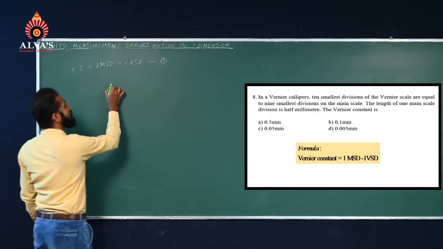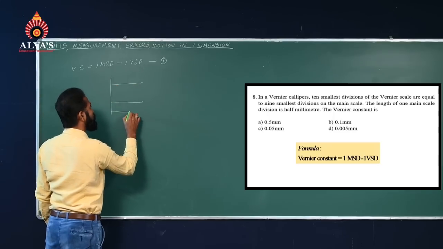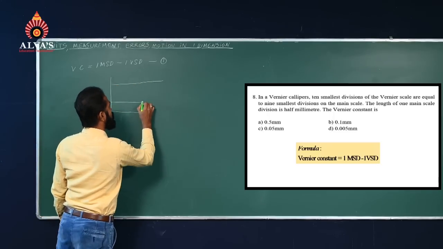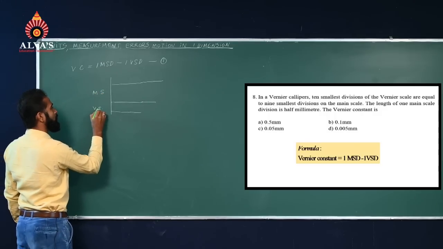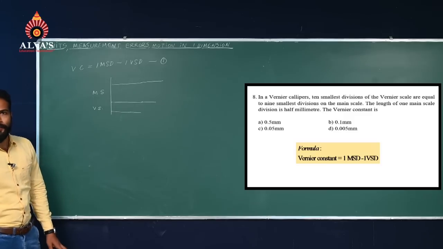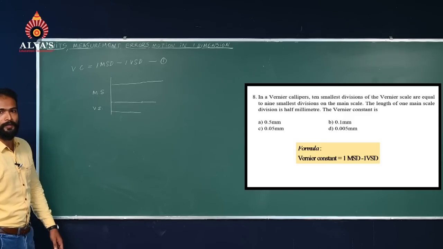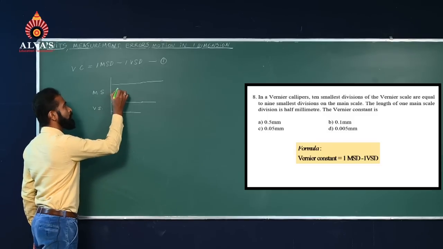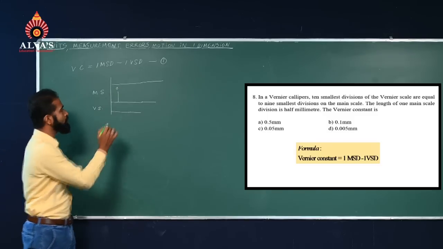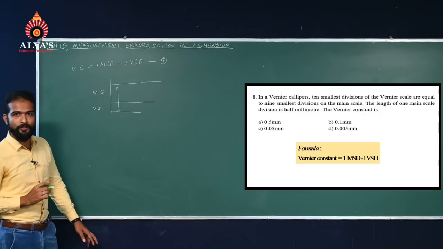Now look at the construction of vernier calipers. Vernier calipers has basically two scales. One is called the main scale, another is called the vernier scale. Since the error is not mentioned, the question never says anything about the error, so we have to assume that the instrument is error free. What is the meaning of error free? The meaning of error free is the 0 of the main scale is going to coincide with the 0 of the vernier scale whenever the instrument is closed.